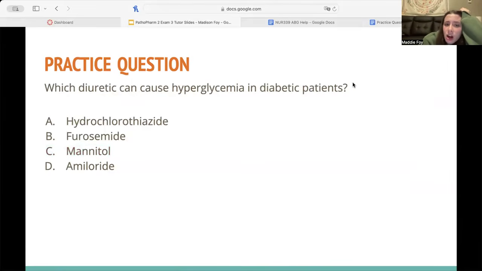Which diuretic can cause hyperglycemia in diabetic patients? Awesome. Yep, that is hydrochlorothiazide.